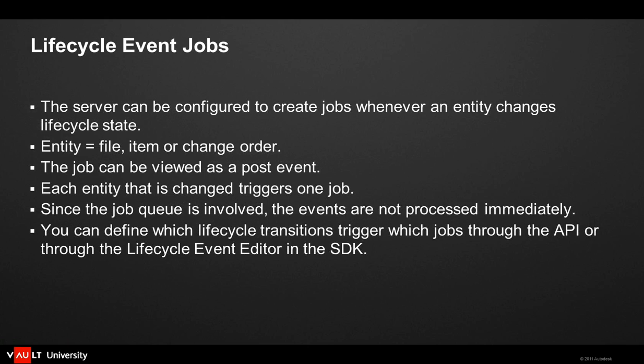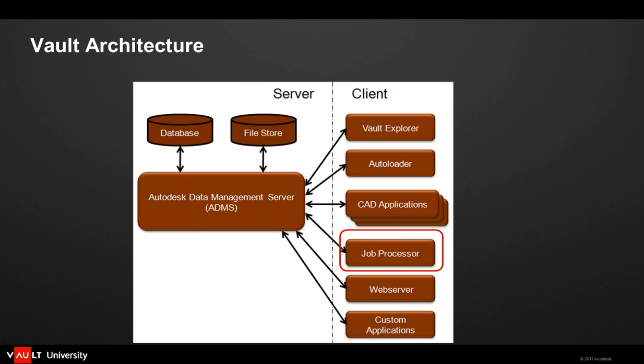So, in terms of our discussion on events, we can view that job as a post event, right? Because it gets triggered automatically when something changes lifecycle state. So it's a post event on a lifecycle state change. Now, we're talking job queue, of course, so it's asynchronous. You don't get to execute it right away, but it still counts as an event. So back to my architecture diagram, we've got our job processor here, and that's the part that's being hooked to, so to speak.